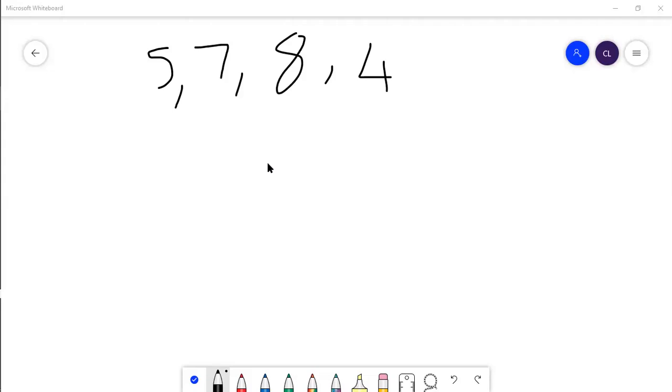So 5 times 7 equals 35. 8 plus 4 is 11. And then 35 minus 11 is 24. So 5 times what? 7. So 5 times 7 is 35. Right? Yes, sir. And then what is 11? 8 plus 4.